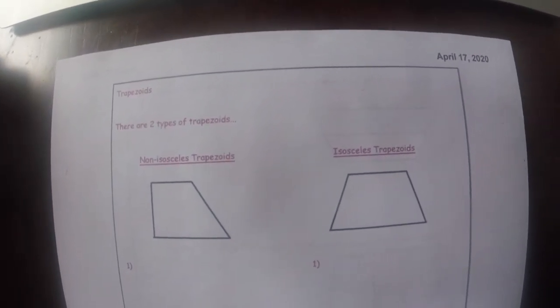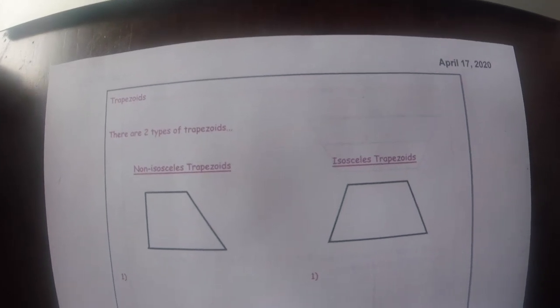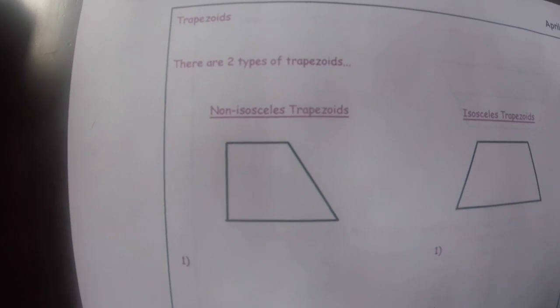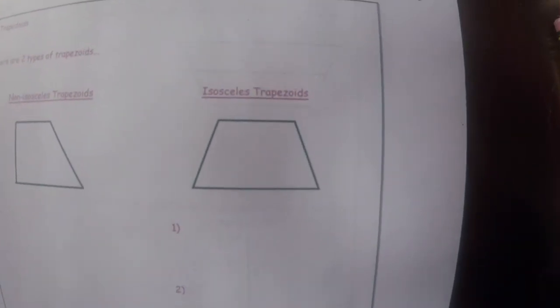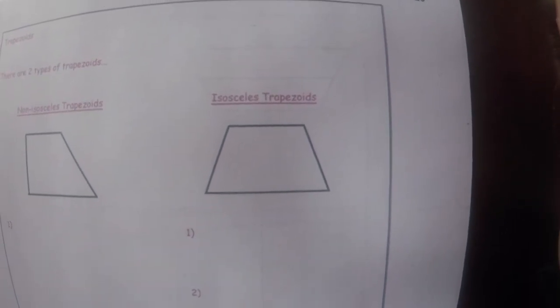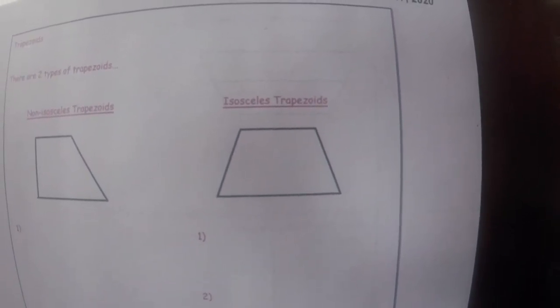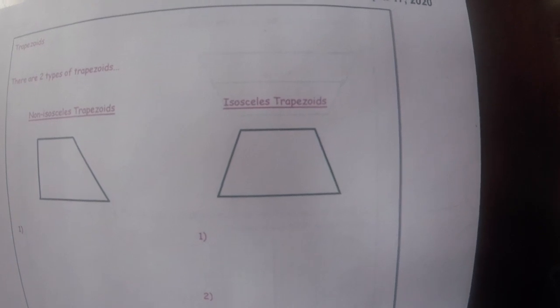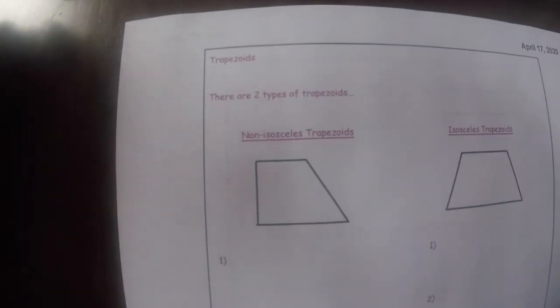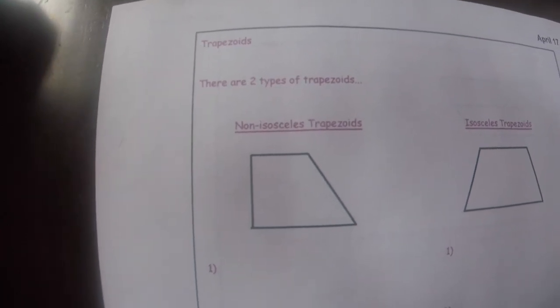So to start, there are two types of trapezoids. We have non-isosceles trapezoids, and we have isosceles trapezoids. You guys should be familiar with what the word isosceles means. Think about what that is, and then we will come back to it. But we're going to talk about non-isosceles trapezoids.